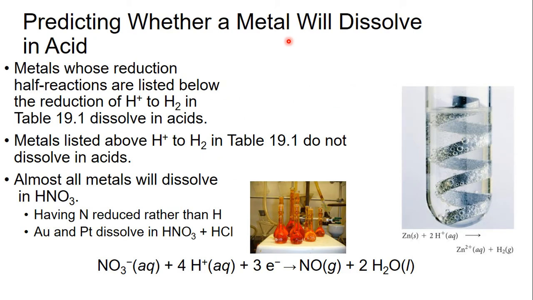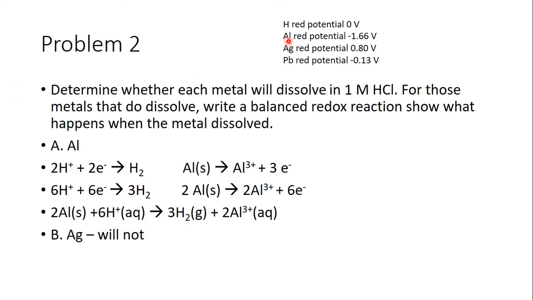Now we can also use our standard potential table to determine if acids will dissolve metals or not, because not all metals dissolve in acids. Basically, any metal that is below hydrogen on the table will dissolve in acid. So basically, any metal that has a negative standard reduction potential dissolves in acid. Any metal that has a positive standard reduction potential does not dissolve in acid.